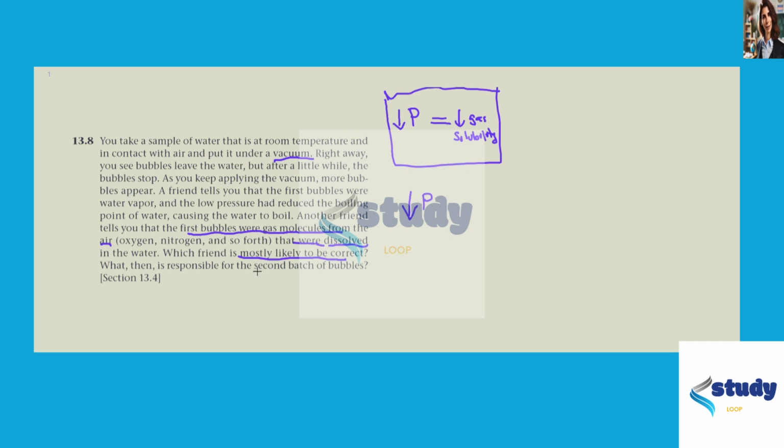What is then responsible for the second batch of bubbles? So what do you think it is? I think the first friend might be right. We are now having water boil. As pressure goes down, so does the boiling point.